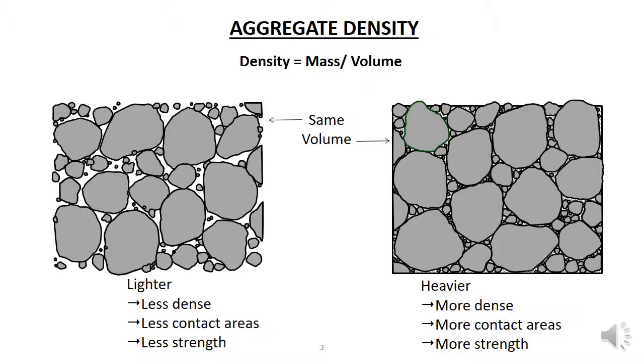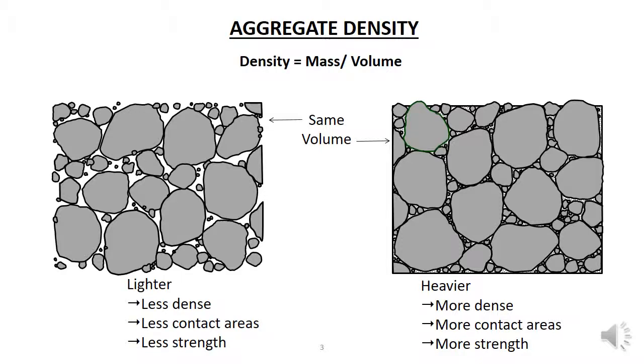This is what we're doing when we compact the aggregate. We are forcing the aggregate particles into a smaller space by pushing and vibrating them together. By making the aggregate layer denser, we are making it stronger. The maximum strength of an aggregate layer occurs when the layer is at its maximum density.